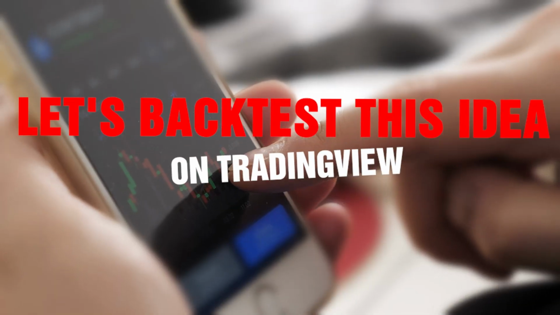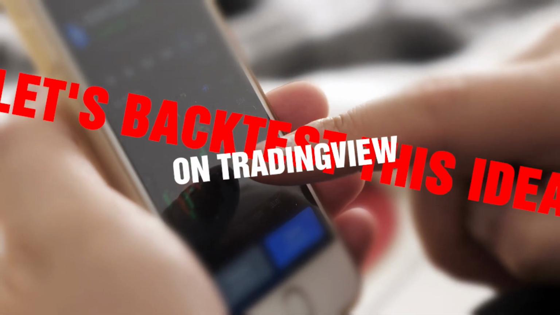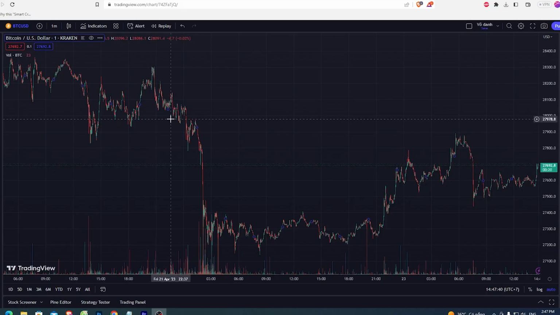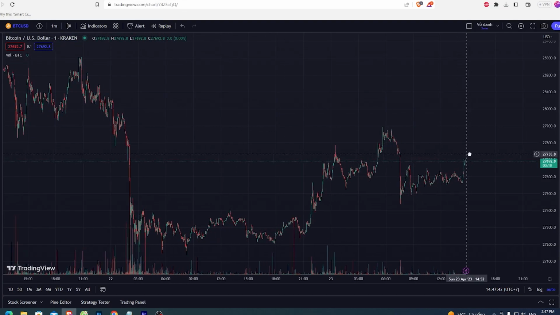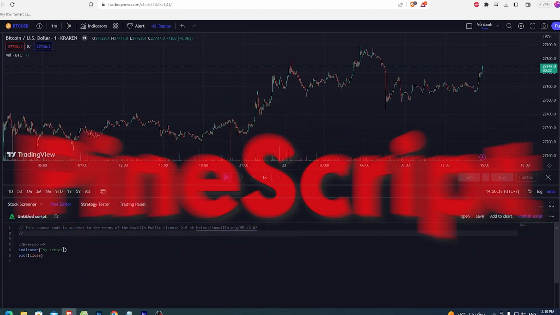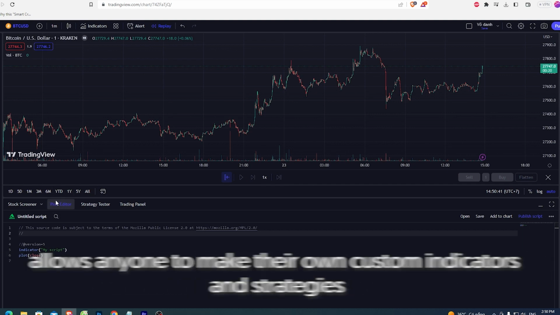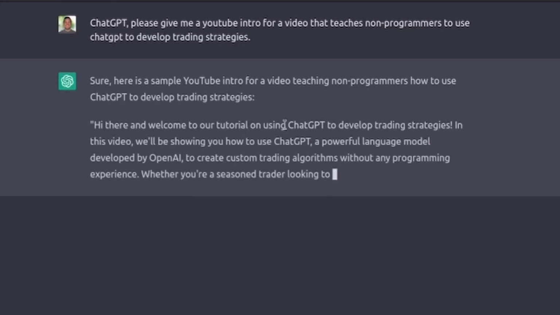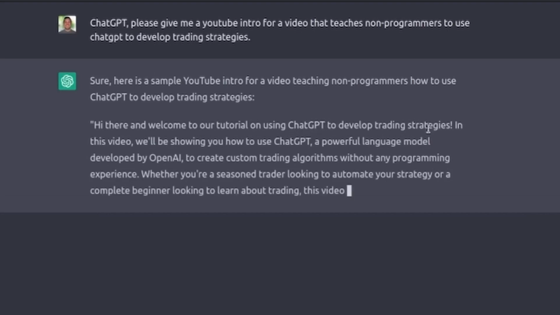We should get another perspective. Let's backtest this idea on TradingView in order to get more assurance we're on the right track. TradingView is a freemium charting tool for all kinds of traders. They have a scripting language, PineScript, that allows anyone to make their own custom indicators and strategy. Since I'm completely new to PineScript, I'm going to ask a friend to help.